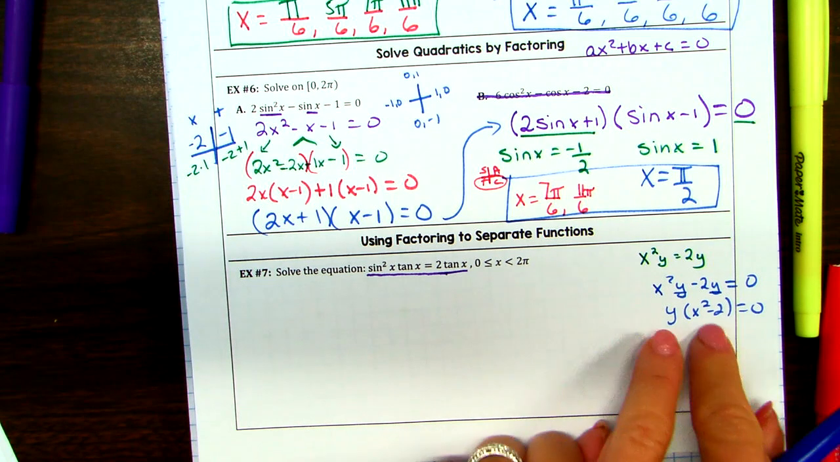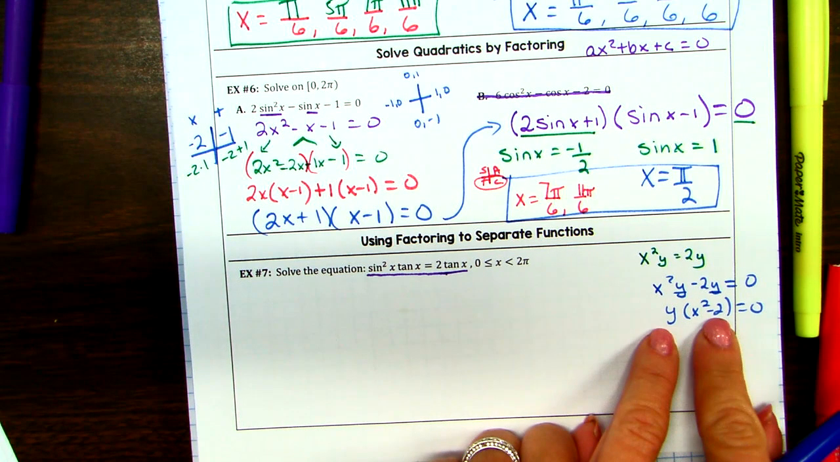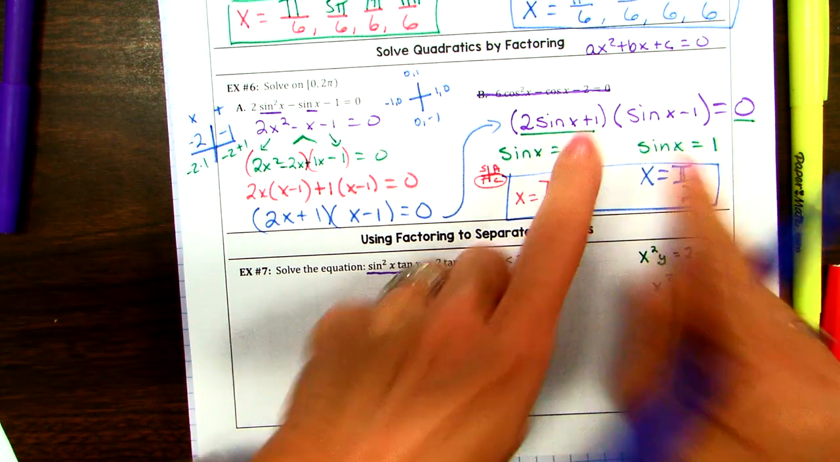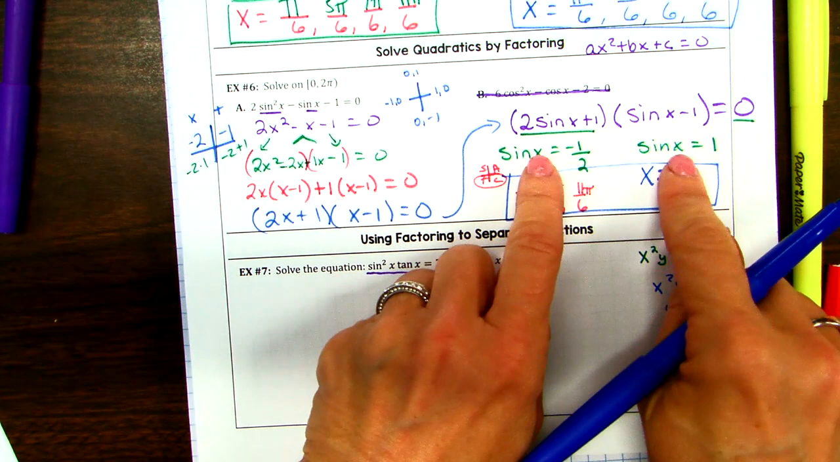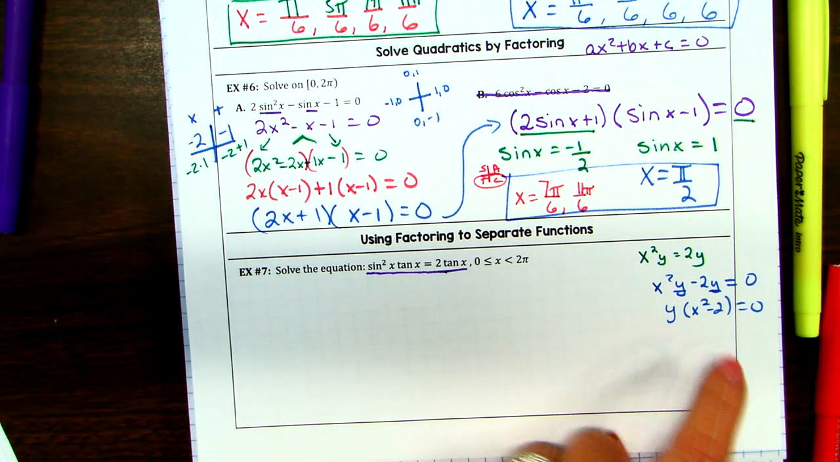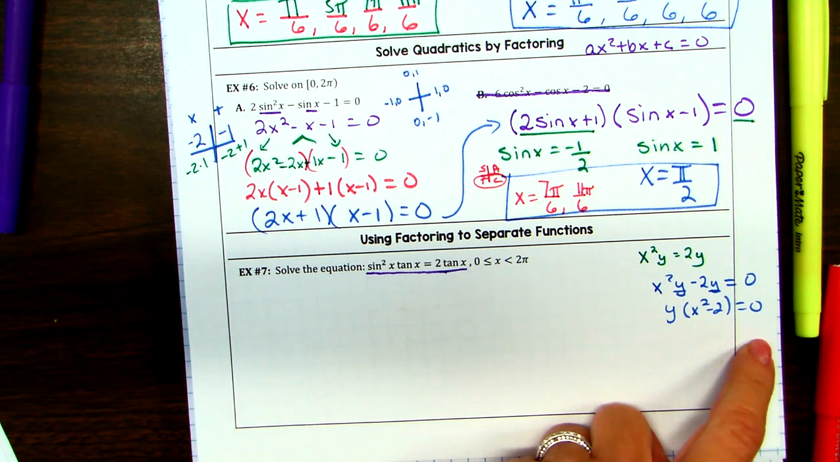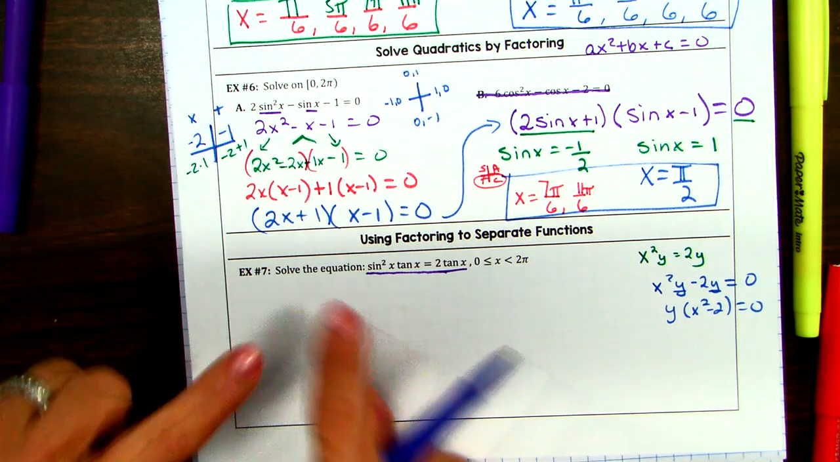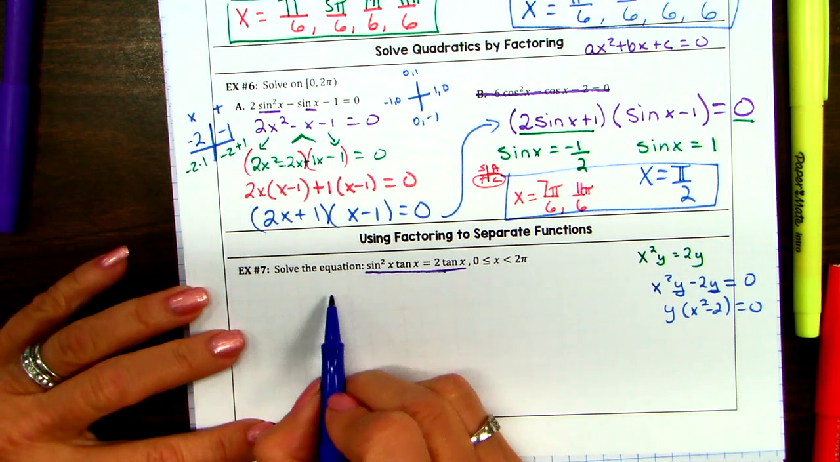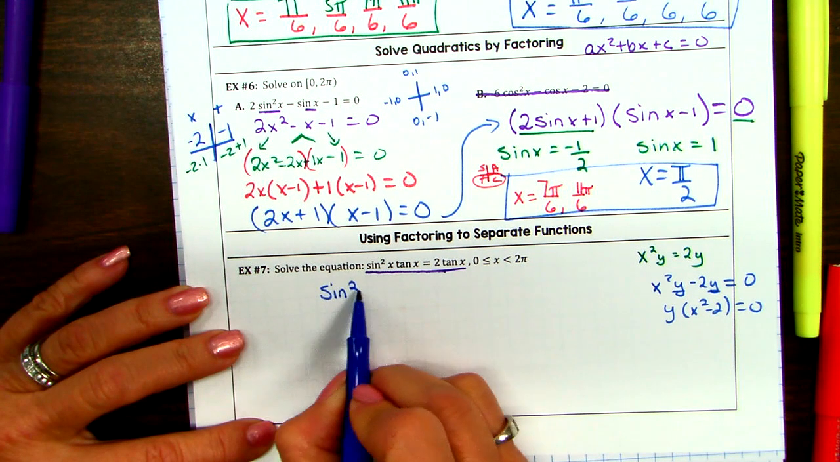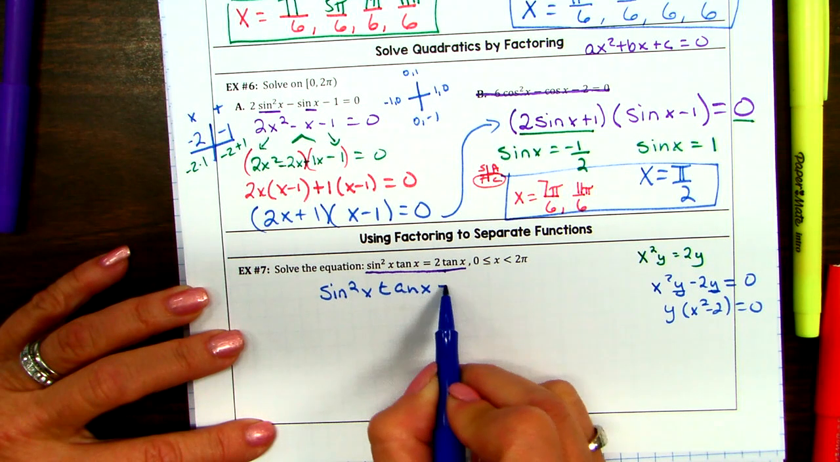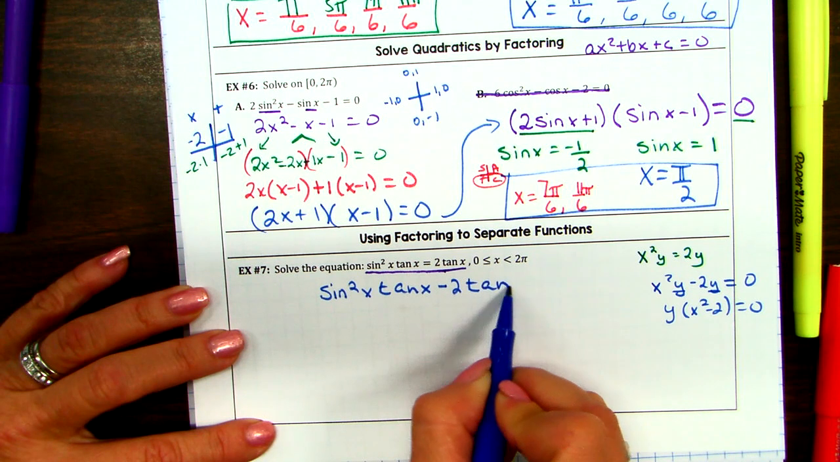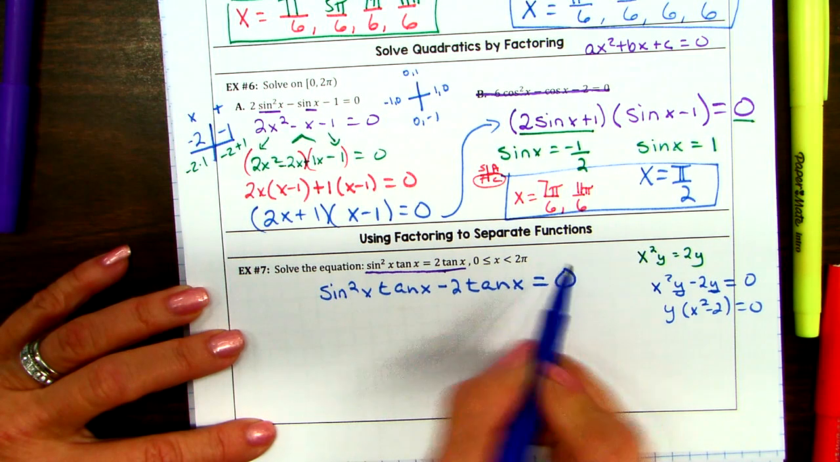And once we get to this step, these are both factors, just like these are both factors, meaning multiplied. You could set them equal to 0 separately, which is what we did here. Same thing here. I could do y equals 0 and x squared minus 2 equals 0. We're going to do the same idea with this problem. You start by getting all of the terms on one side together. So I would subtract 2 tan x from both sides to get a 0 on the other side.